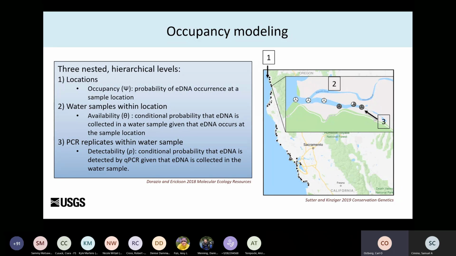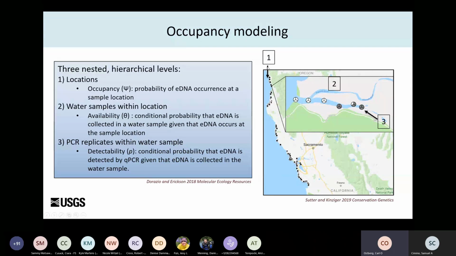Occupancy modeling can be applied to most eDNA applications, given a proper experimental design. eDNA occupancy models consist of 3 nested hierarchical levels, which are depicted here in the figure on the right-hand side.